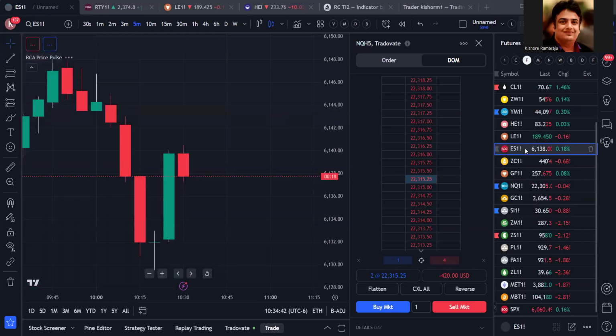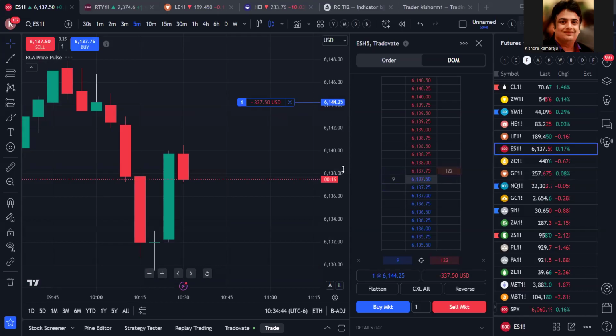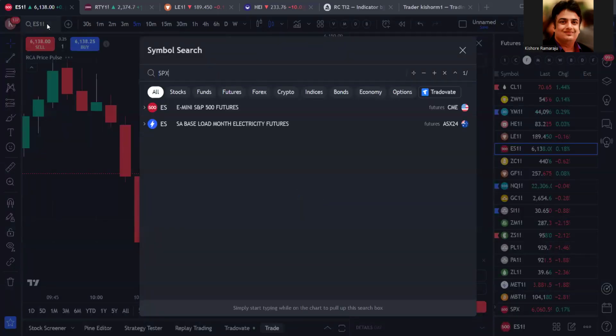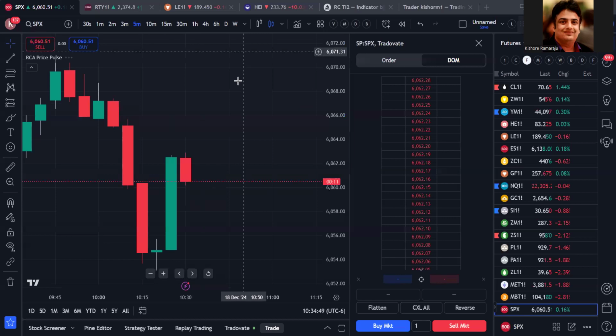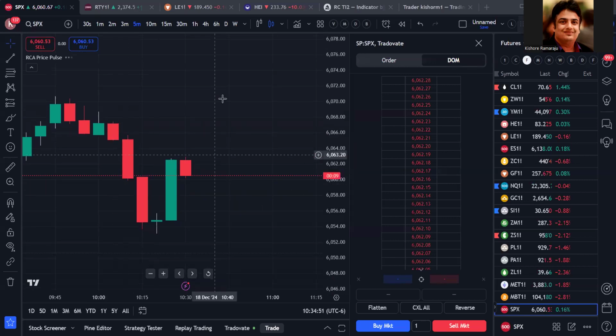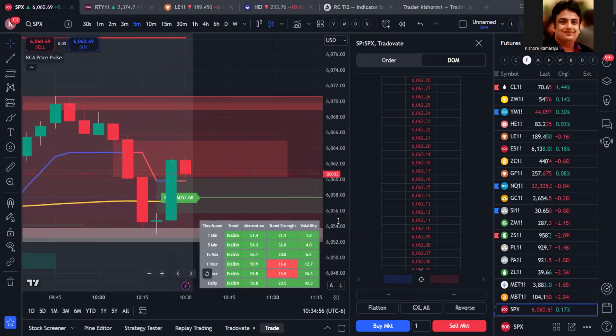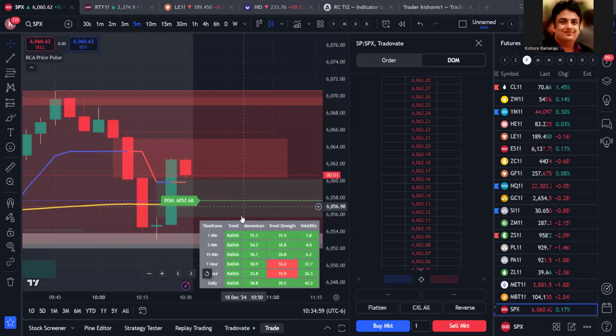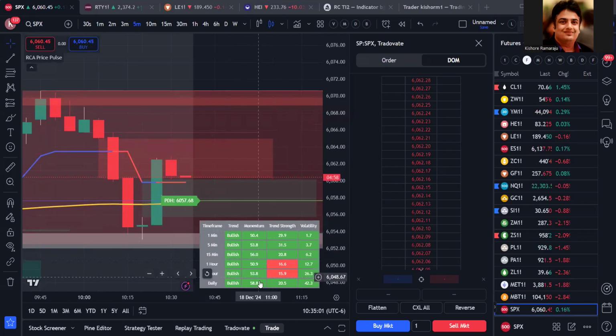Overall, NQ and ES are bullish, so I'm expecting this ES to go up again. Price will not just go in one direction. There will always be pullbacks. If you see SPX, overall it is bullish in all the time frames. There is a proper trend, and the strength is also good. 29, 31, 20. There is a huge candle, so there will be a small retracement. Again, it touched the line, and again it will try to go up.